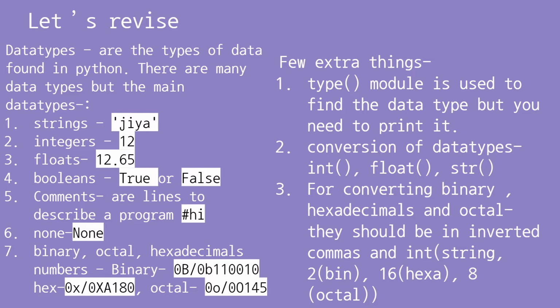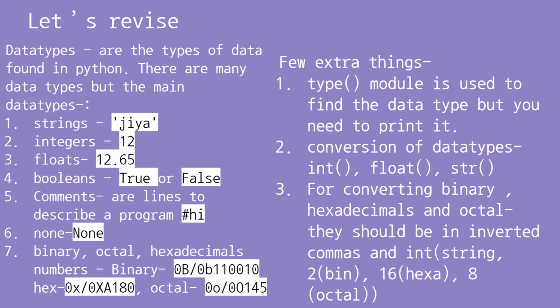There are many data types, but the main data types include strings, which are words or sentences or letters from the alphabet; integers, which are whole numbers; floats, which are not whole numbers, they don't have to be whole numbers; booleans, which are true or false statements; comments, which are lines to describe a program; and None, a data type that is shown if you have nothing in something, that's what None is used for.